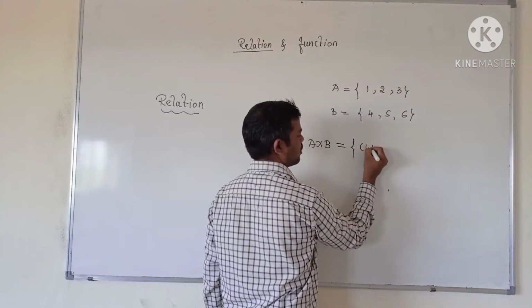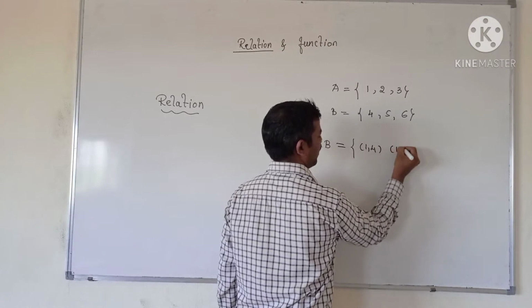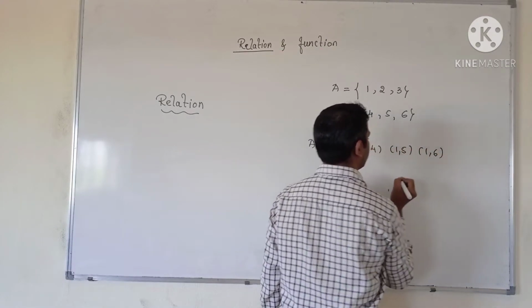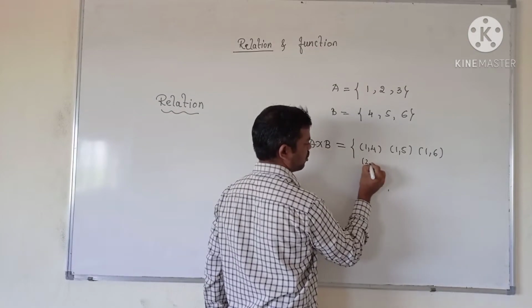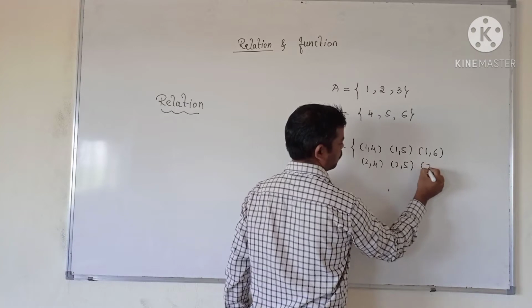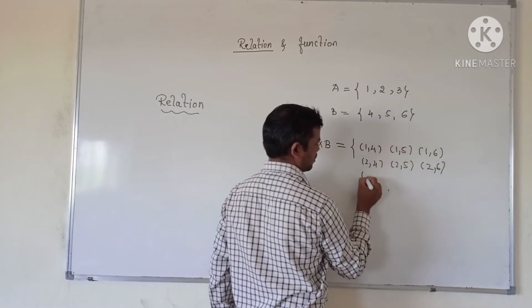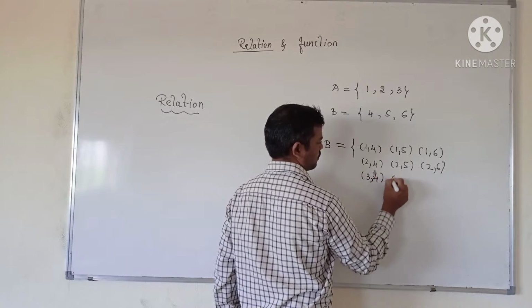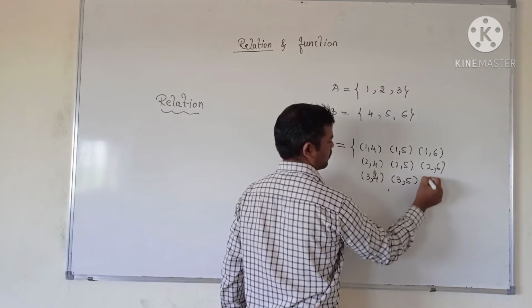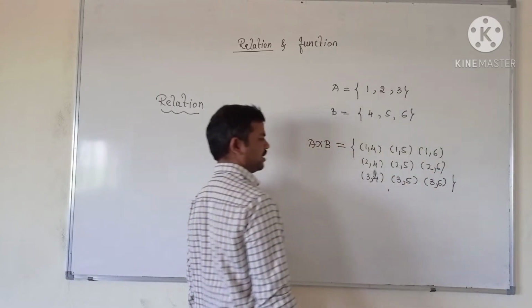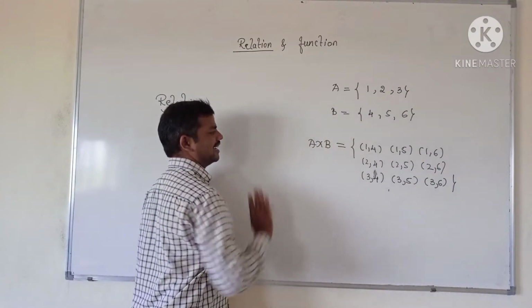So we can pair 1, 4; 1, 5; 1, 6. 1 is paired with all the elements. Next we take 2, 4; 2, 5; 2, 6. Next 3, 4; 3, 5; 3, 6. So this completes it, and we have written the Cartesian product.